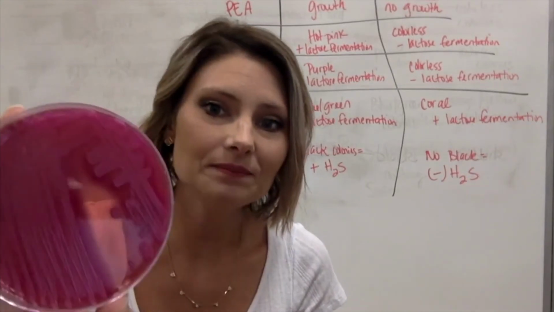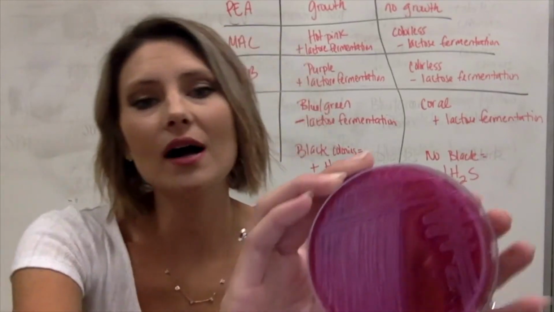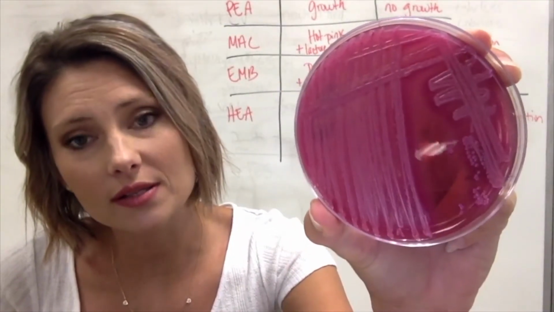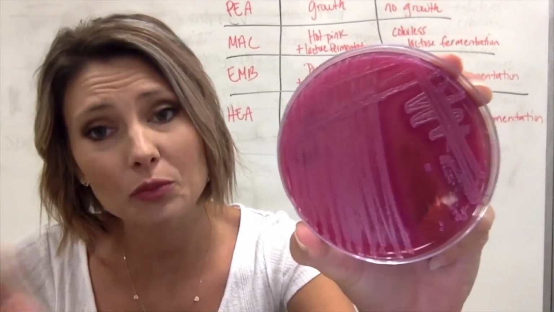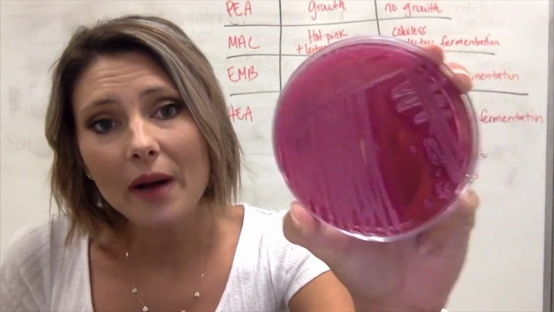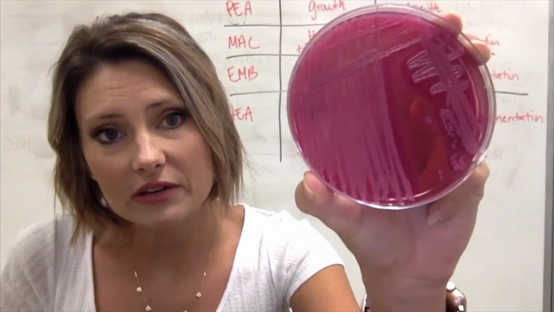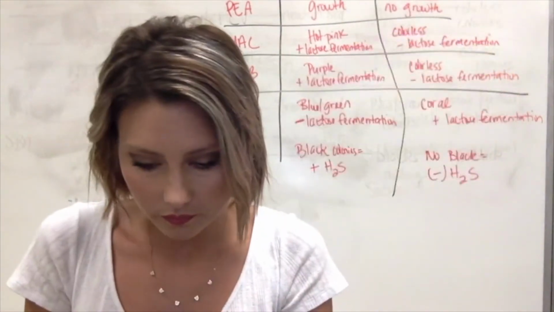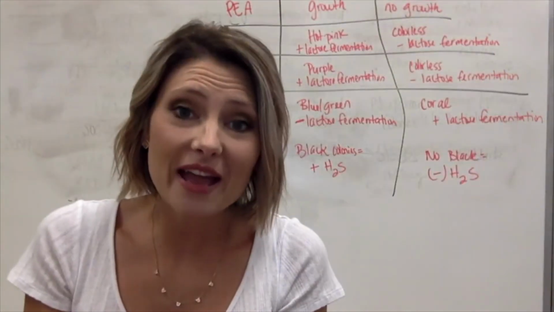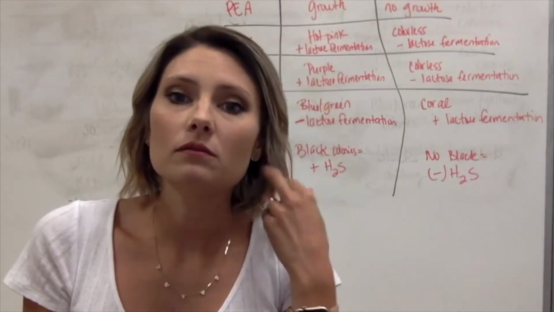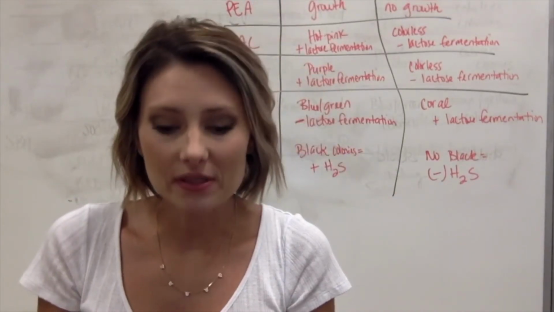And if you see, here's my E. coli, and look at those bright, hot pink colonies. I told you, it says red in your lab manual, but it's more like a hot pink. So this is a positive result for MacConkey. This bacteria is a gram-negative lactose fermenter. Now, there are other gram-negative lactose fermenters. E. coli is not the only one, but that's what we use in this lab because it gives such great results.